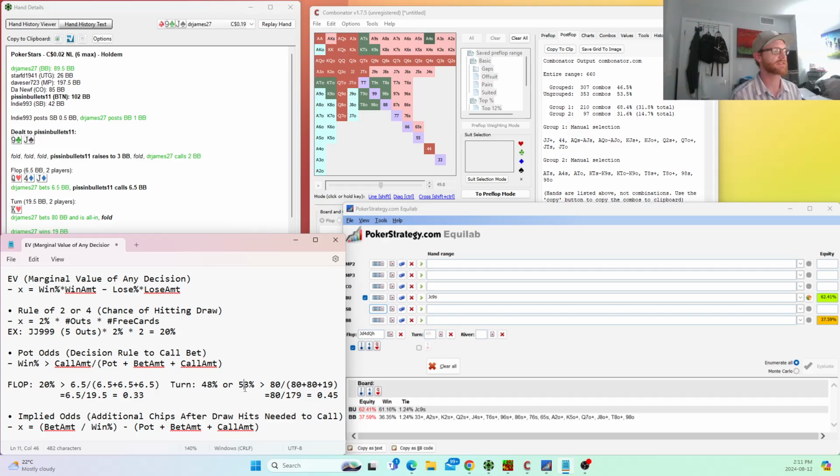But for my situation, the chance of me winning was 62% in this Equilab analysis that I just did. I accidentally removed those, I'll have to click them. I don't want to waste your time. So 62%. And then the other method we got was 53%. After these calculations, the bet here was 80 big blinds.